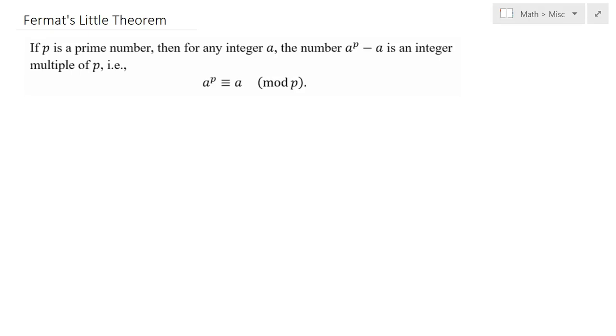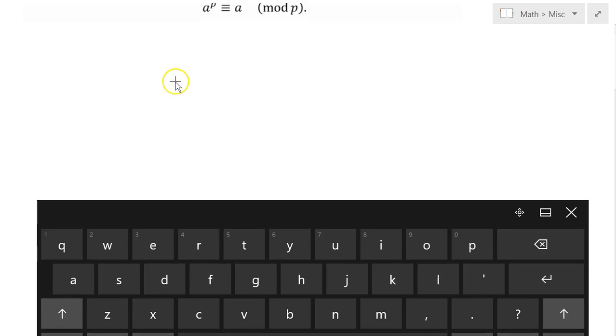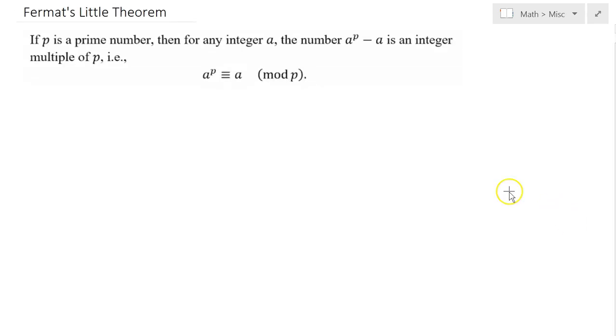Hello everybody, in this lecture I would like to provide a combinatorial proof for Fermat's Little theorem. Here is a view of this celebrated theorem. If p is a prime number, then for any integer a, the number a to the power p minus a is divisible by p.